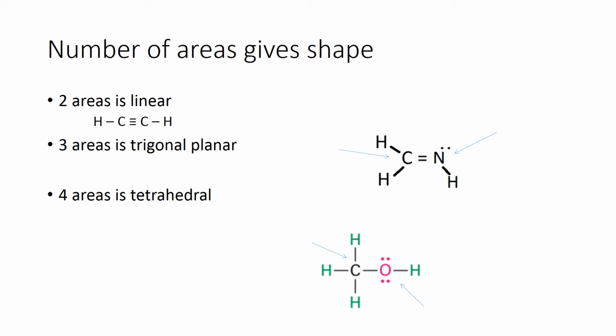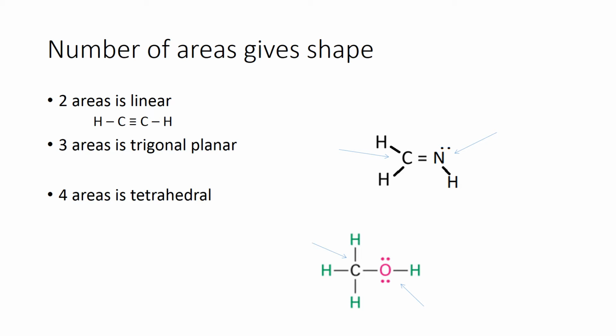So if we look at this molecule right here, this is acetylene, we can see that one carbon has 2 areas of electron density. So this is one area, a triple bond, and that's one area. Those 2 areas then want to stretch out and be at 180 degrees to each other, and we call the shape linear.